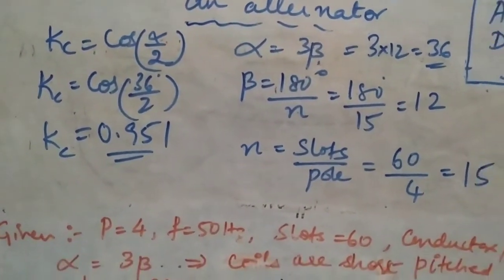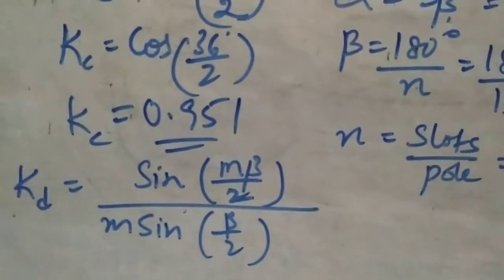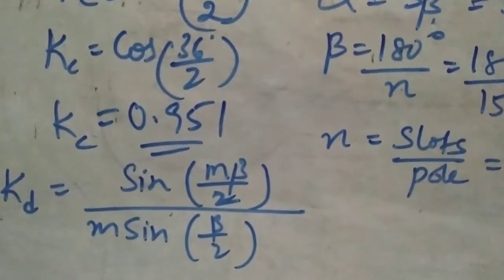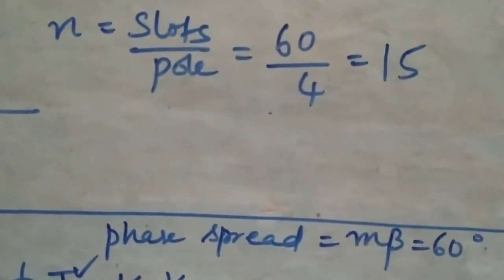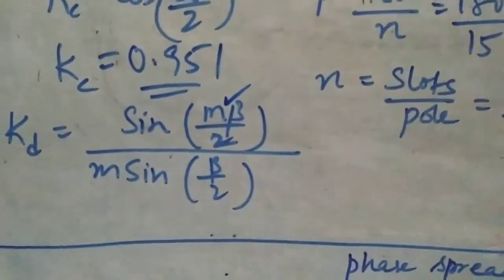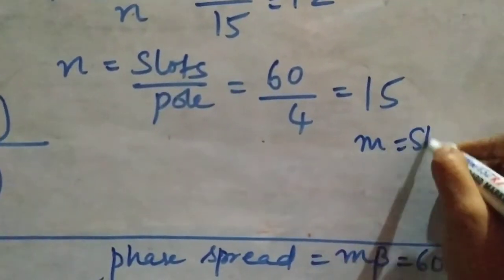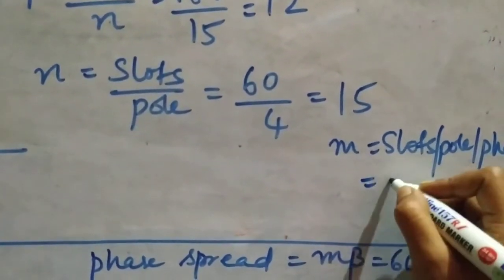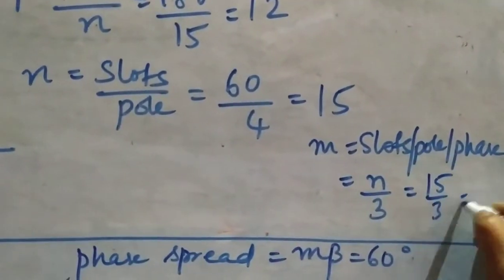Now we can find out the distribution factor Kd. So what is that Kd formula? Kd is given by sine of m beta divided by 2, divided by m into sine of beta divided by 2. See here the product of m into beta is already given here. Can you see that? It is the phase spread. That is around 60 degree. So you can easily substitute in that. But still the m is unknown for you. What is m? m is nothing but the slots per pole per phase. That is nothing but n divided by the phase, which is 3. So what is the value of n? 15. 15 by 3, 5.